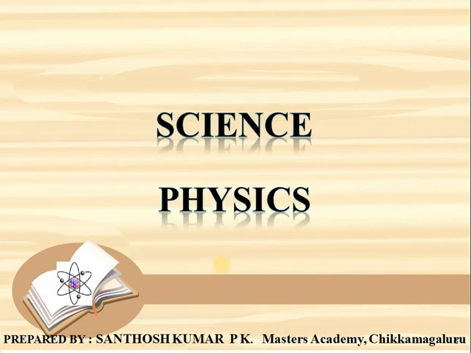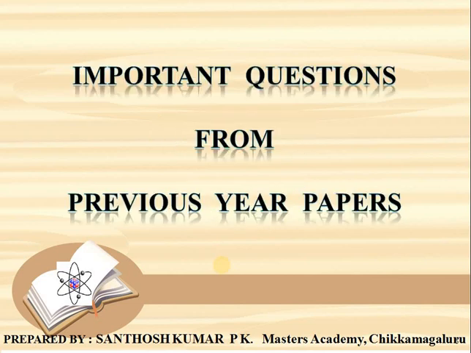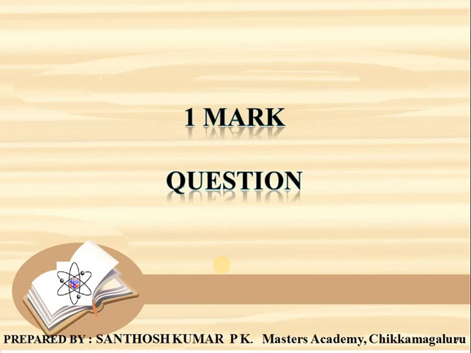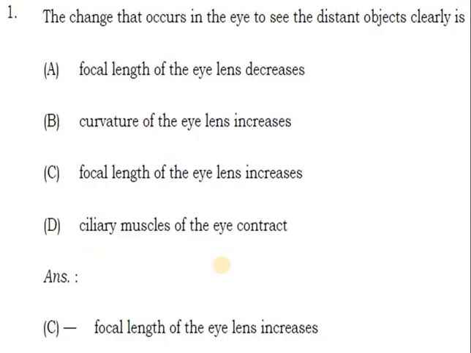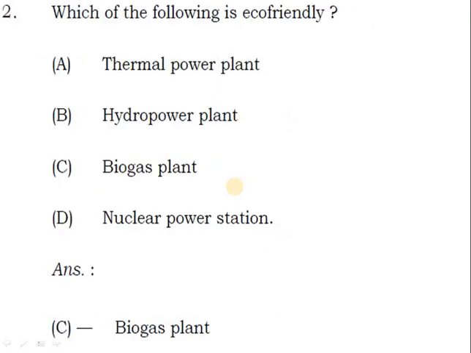Today we are going to discuss SSLC science subject part physics. Important question from previous year papers. 1 mark question. The change that occurs in the eye to see the distant objects clearly. So to see the distant object clearly, the focal length of the eye lens has to increase. So option is C, focal length of the eye lens increases.